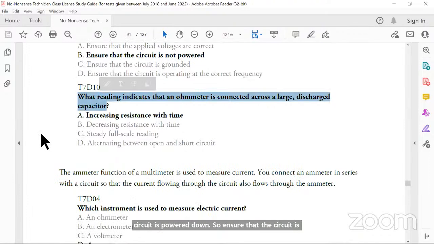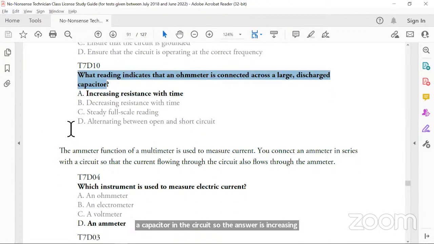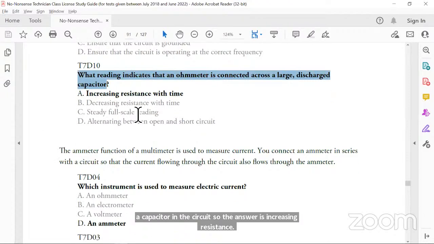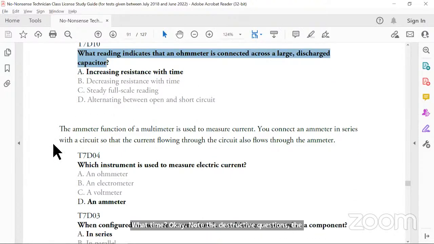Next up, what reading indicates that an ohm meter is connected across a large discharge capacitor? So we said if we use our ohm meter, we connect it into the circuit, and then we see the resistance increasing as the time goes on. That means that there's a capacitor in the circuit. So the answer is increasing resistance with time. Okay. Note the distractor questions, the wrong answers.